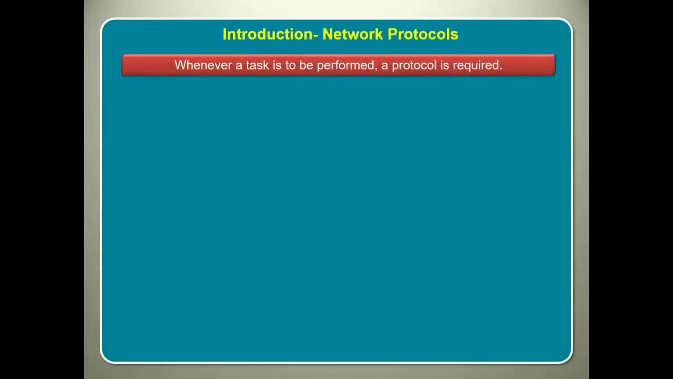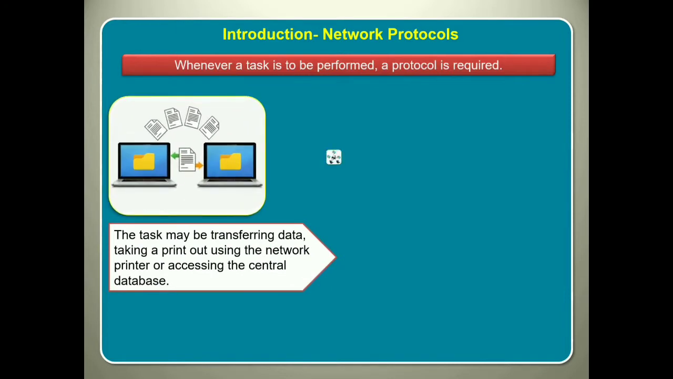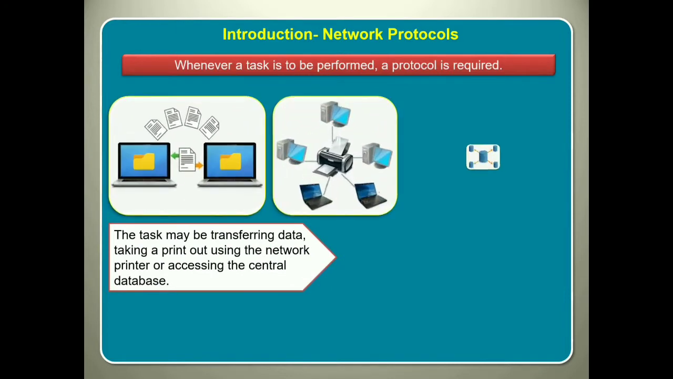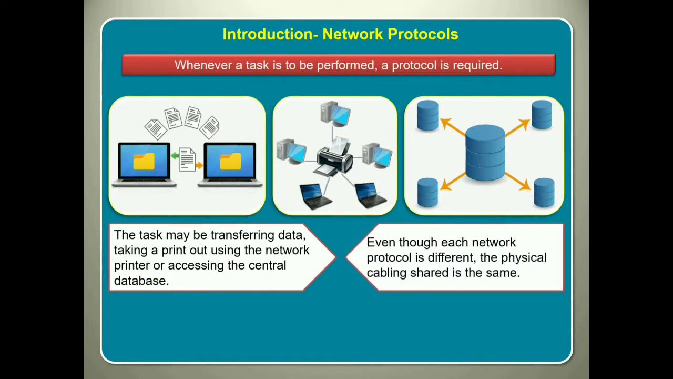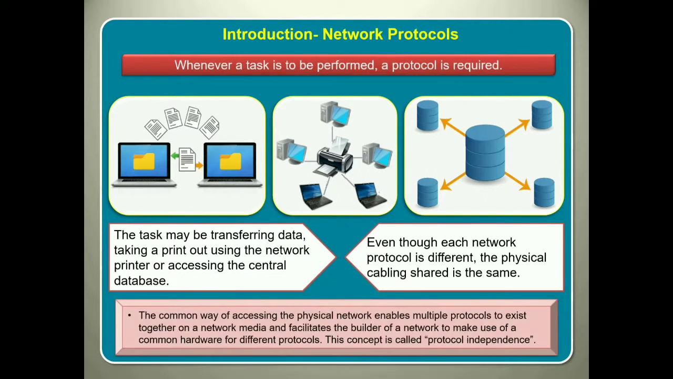Thus, each time you want to perform a task, you will require a protocol. The task may be transferring data, taking a printout using the network printer, or accessing the central database. Even though each network protocol is different, the physical cabling shared is the same. Thus, this common way of accessing the physical network enables multiple protocols to exist together on a network media and facilitates the builder of a network to make use of common hardware for different protocols. This concept is called protocol independence.